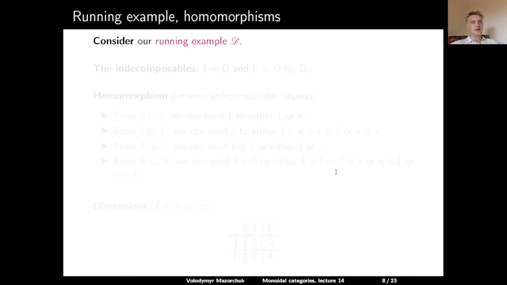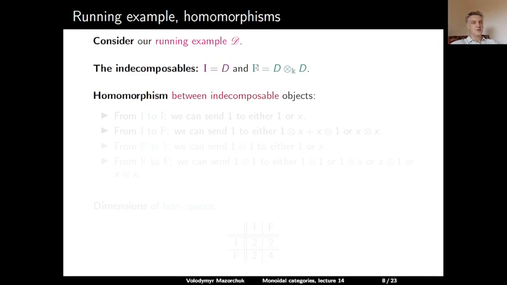So consider our running example of the monoidal category curly D of projective bimodules over the dual numbers. We have two indecomposable objects in this example: the regular bimodule, which we denote by I, the identity object, and the indecomposable projective bimodule, which we denote by F. Let us first describe homomorphisms between these indecomposable objects.